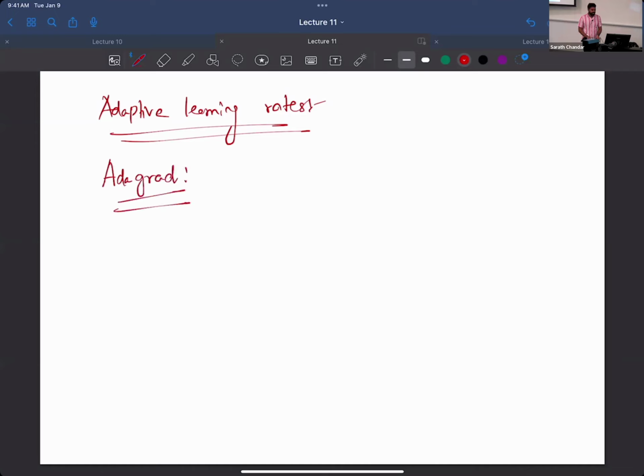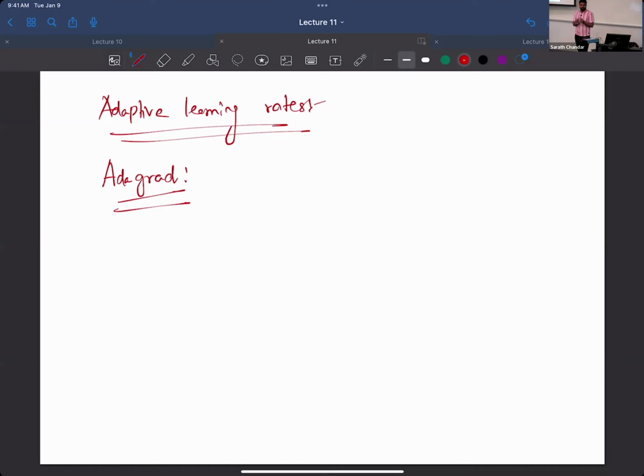Okay, which stands for adaptive gradient. So the idea of AdaGrad is to tune the learning rate depending on the magnitude of the gradient. If you have a very small gradient, you want a bigger learning rate. If you have a very large gradient, you want a smaller learning rate. It's a good heuristic, right?